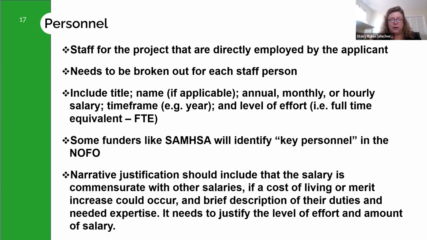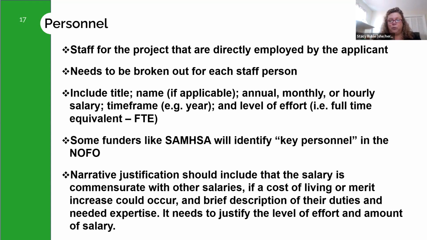You need to make sure it's broken out for each staff person. You can't just say $300,000 for personnel. You have to break it down for each person. Then for each position, you're going to include the title, the name of the person if you have it. And like I said before, if you don't, you can just write to be hired or TBD.